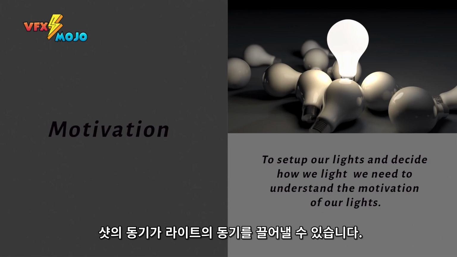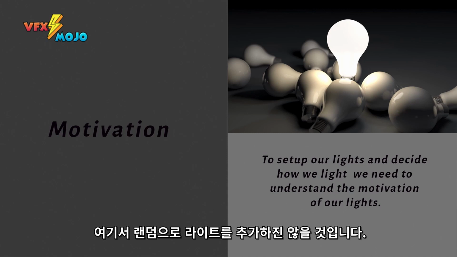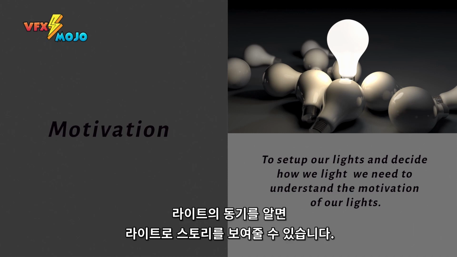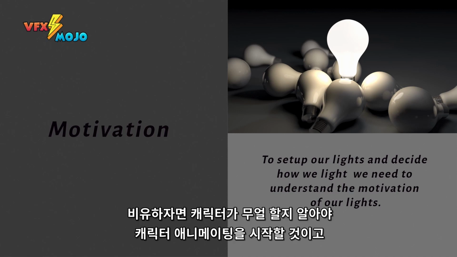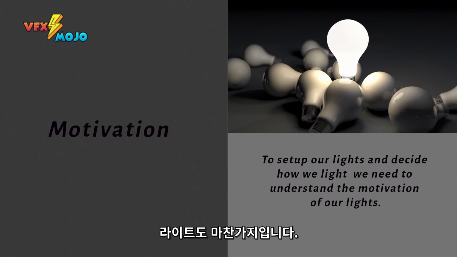The motivation of a shot can drive the motivation of your lights. A simple example, if you look at this image here, there is only one light source in the scene, so you wouldn't add random lights, but the main motivation of the lighting in the scene would be this one source. Knowing the motivation of your lights means the light can tell a story. To give an analogy, you wouldn't begin to animate a character without knowing what the character is trying to do. You wouldn't create a texture without knowing what type of material you are trying to create. The same thing holds true for lighting.